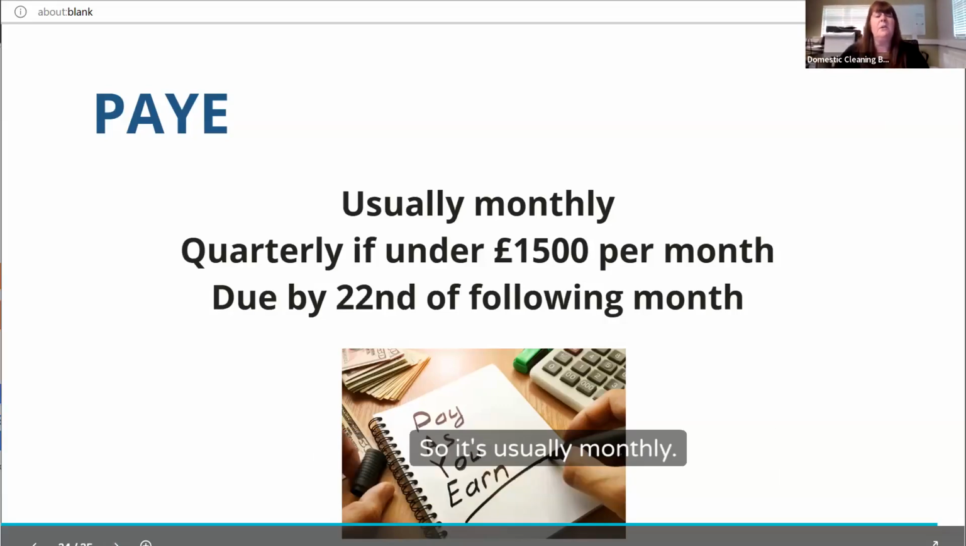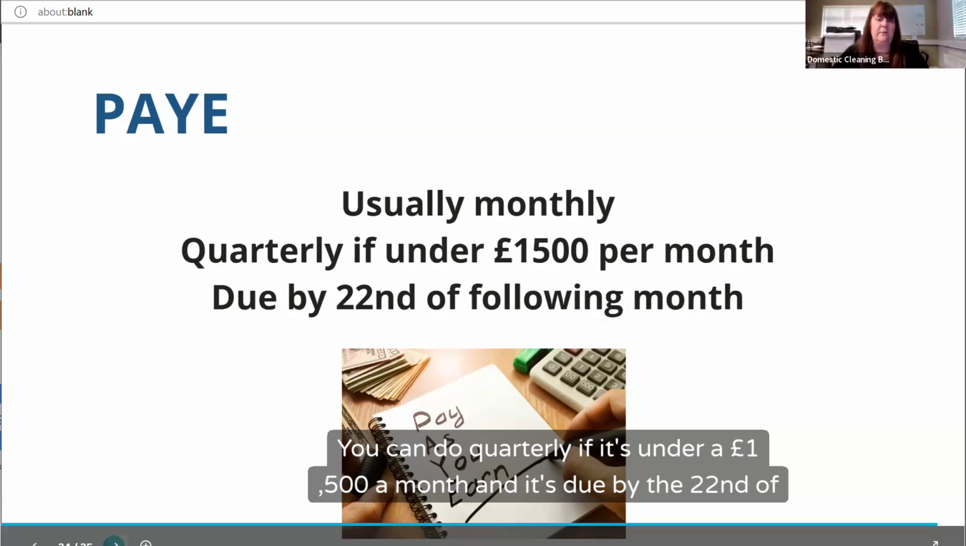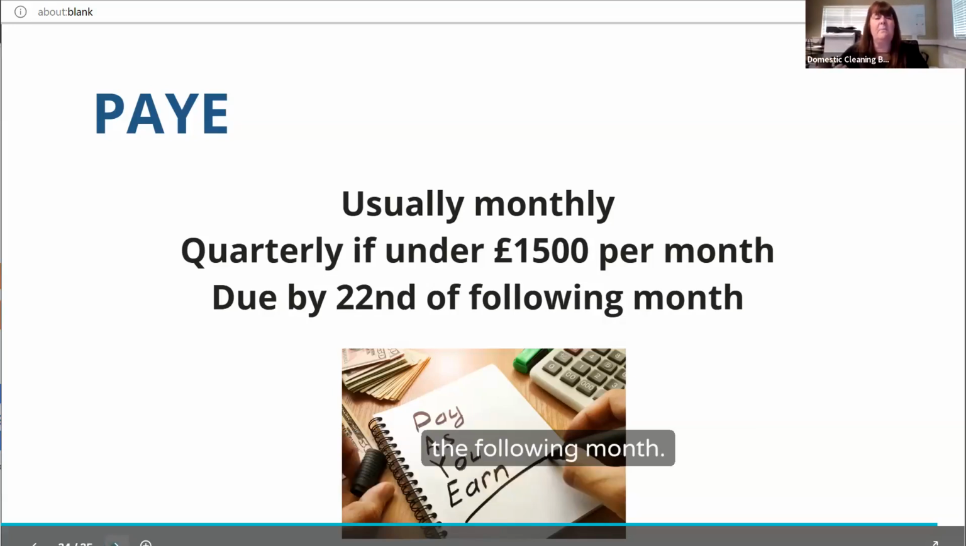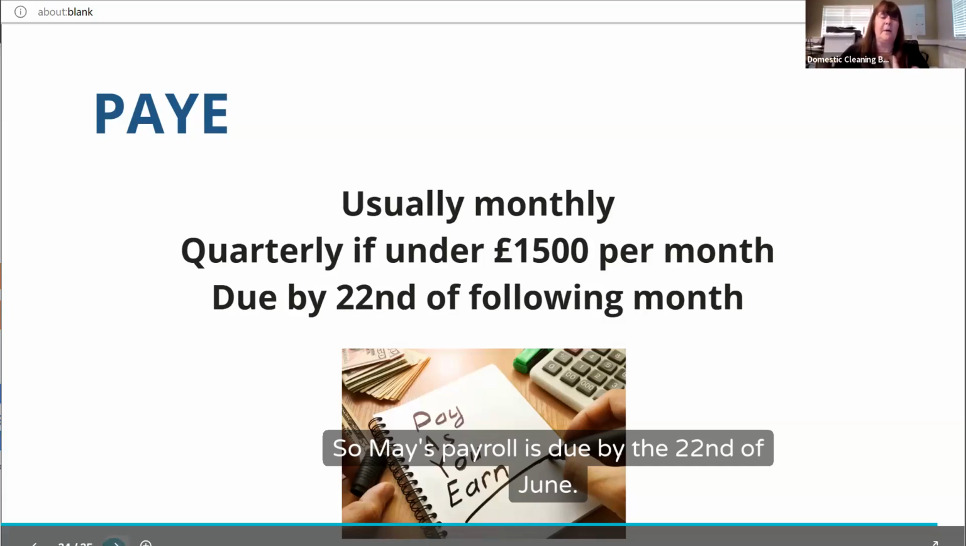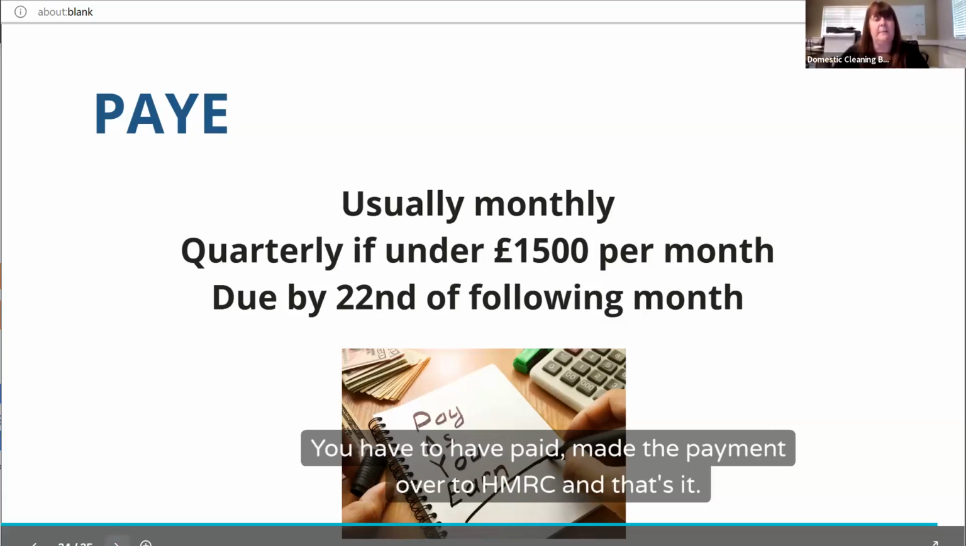So it's usually monthly. You can do quarterly if it's under £1,500 a month, and it's due by the 22nd of the following month. So May's payroll is due by the 22nd of June. You have to have made the payment over to HMRC, and that's it.